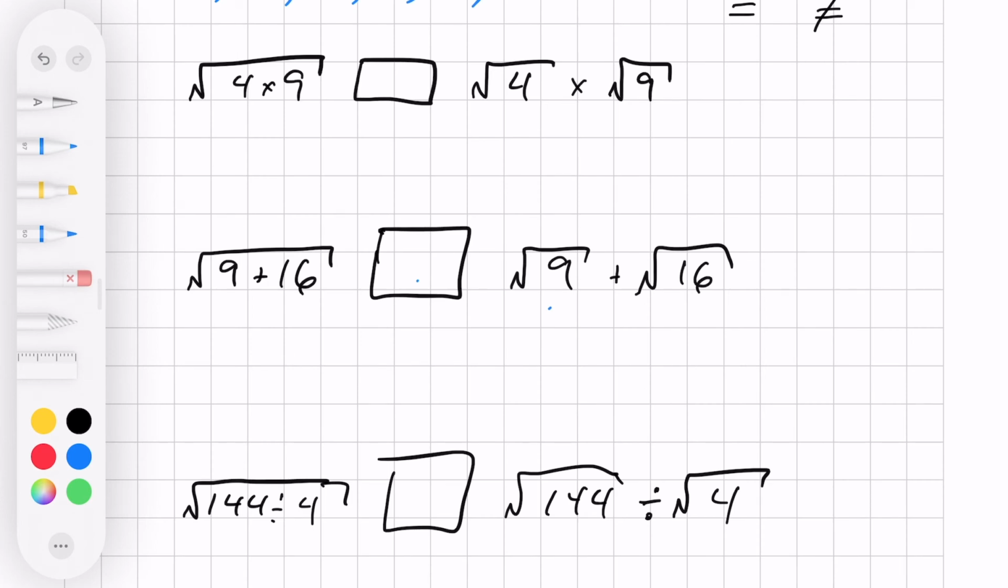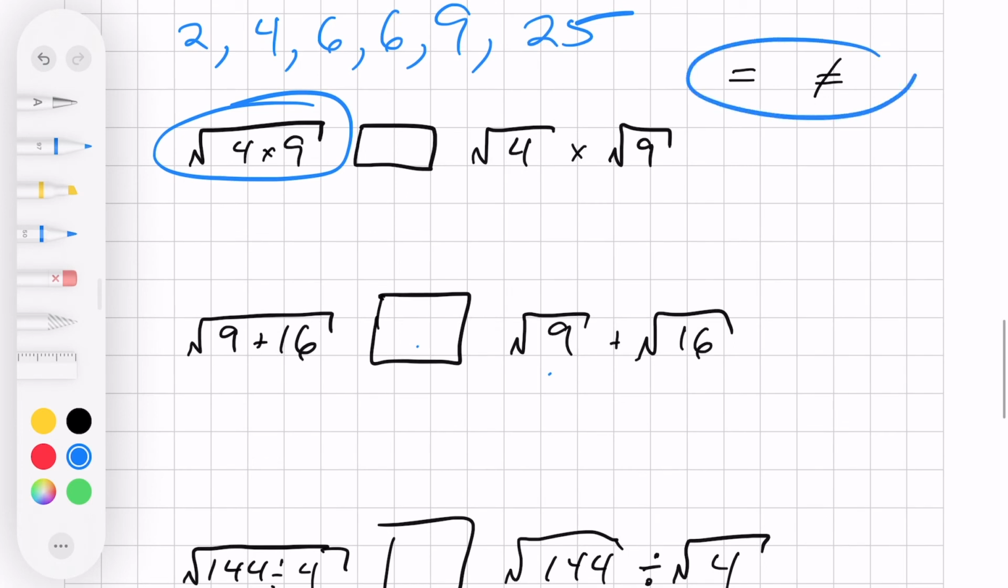These problems look complicated, but they're really not. Basically, you do everything that's inside the square root first. And I want you to tell me if they're equal or not equal. So 4 times 9 is 36, right? So the square root of 36 is 6. Now I'm going to do the square root of 4, which is 2, times the square root of 9, which is 3, which is equal to 6. Okay, and that's equal to each other.